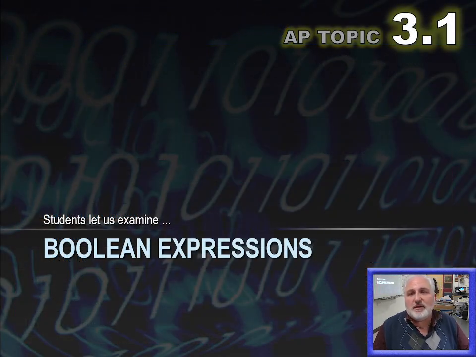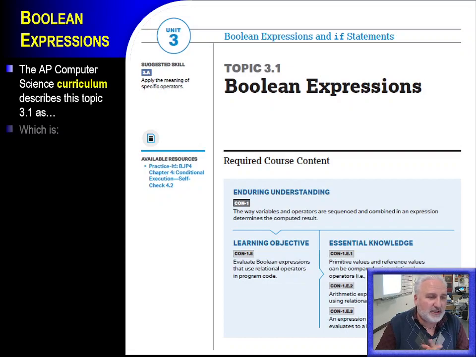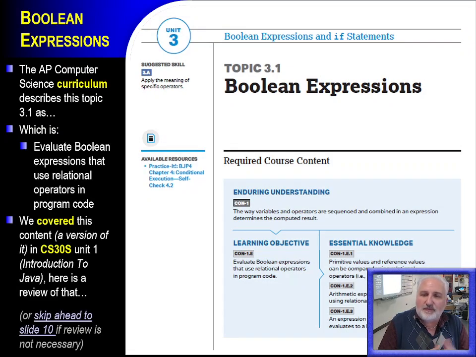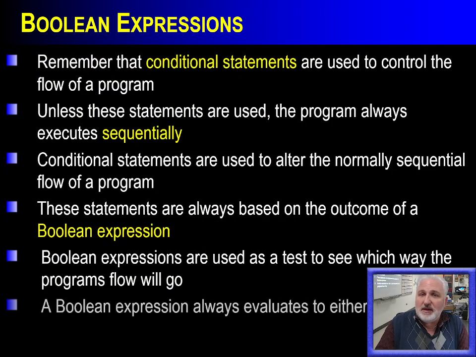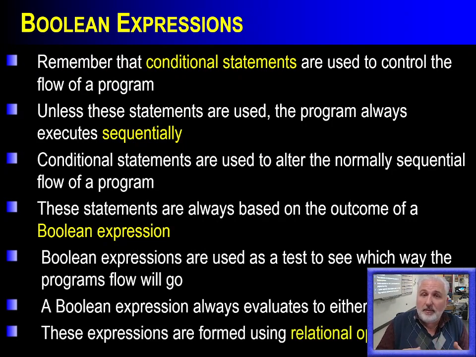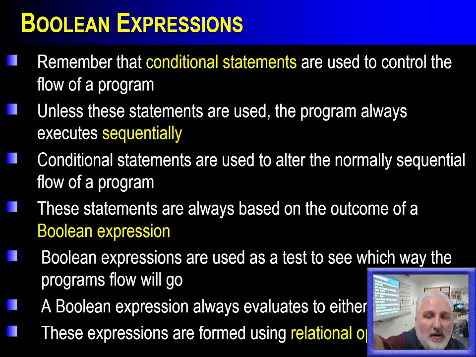So let's start with topic 3.1, Boolean expressions. So here you can see the layout from the AP curriculum. You need to evaluate Boolean expressions that use relational operators in program code. We covered this in both the 20S and the 30S course. A conditional statement is used to control the flow of a program. Unless you use conditional statements, programs will execute sequentially, line by line. They're used to alter the normal sequential flow of a program.